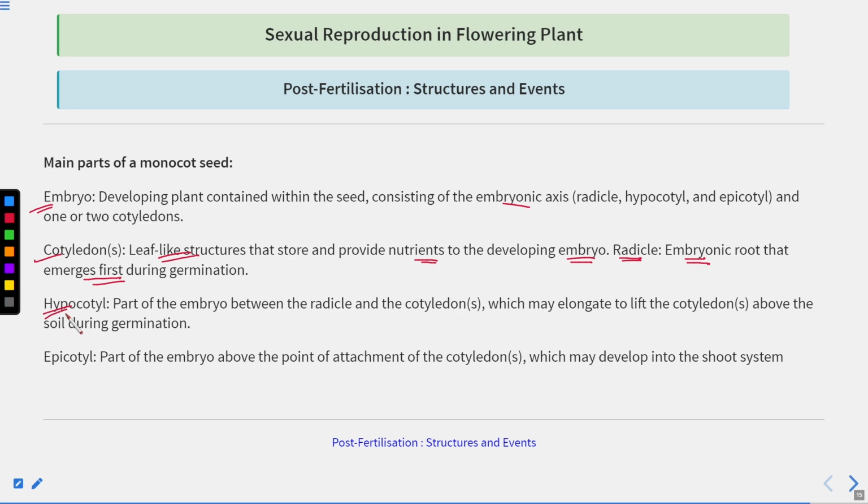Then you have the hypocotyle. Hypocotyle is the part of the embryo between the radicle and the cotyledon. So it is present below the cotyledon, and may elongate to lift the cotyledon above the soil during germination. And what is epicotyle? The part of the embryo above the point of attachment of the cotyledon. So it is the region above the cotyledons which may develop into the shoot system. These are the main parts of the monocot seed. What does the embryo consist of? The embryo consists of this.